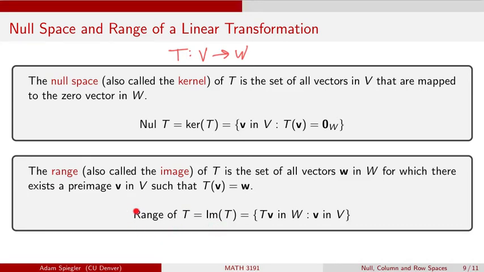So we've already considered the range of a transformation. The range is a subspace of the codomain. The null space of the map is going to be a subspace of the domain. And as with null spaces, row spaces, and column spaces, I think the best way to get comfortable with these definitions is to take a look at some examples.